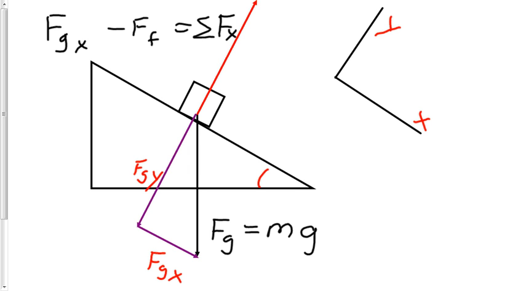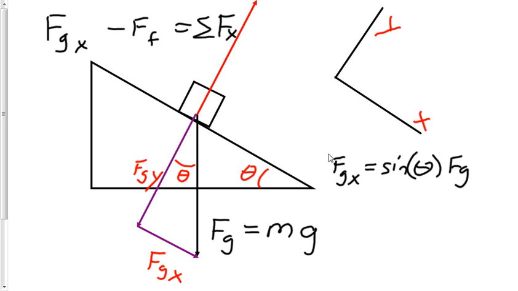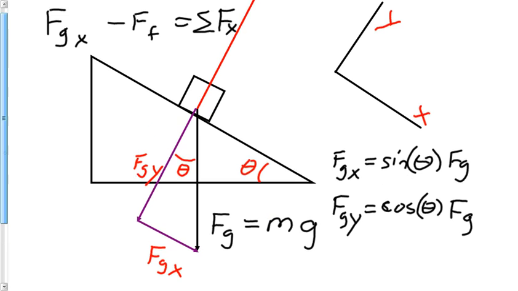Now realize that this angle here and this angle here are the same angle. The same angle theta exists at these two locations. So when you look at the triangle, you may notice that we're going to actually use sine for the x direction and cosine for the y direction. So let's look at the x direction first. The force of gravity in the x direction is going to be equal to sine of theta times the force of gravity. And then the force of gravity in the y direction will be equal to the cosine of theta times the force of gravity.